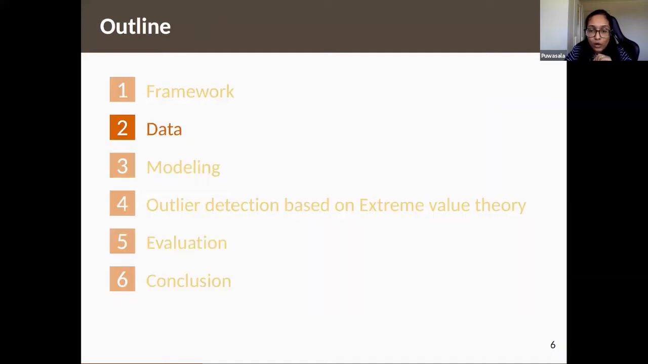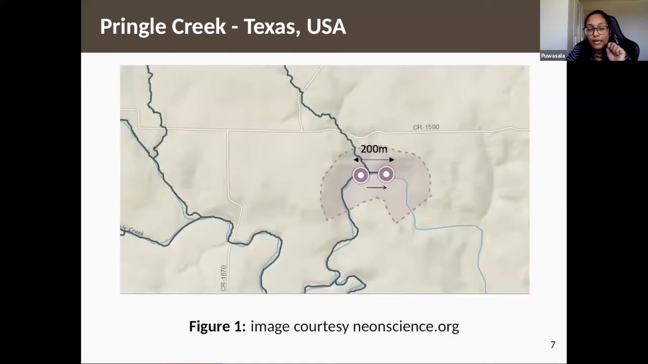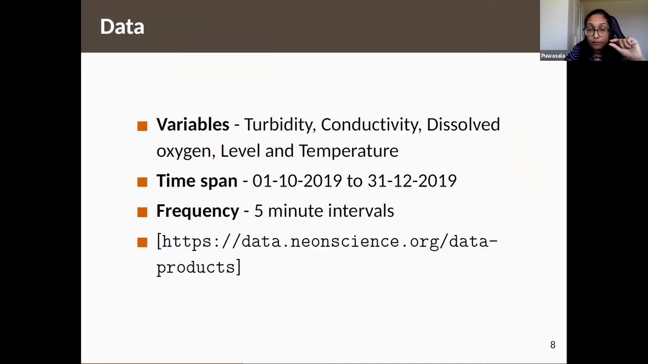So Dilini talked about the data here. Again, I'll briefly say we are using Pringle Creek data in Texas, USA, retrieved from the NEON database, where they placed two sensors about 200 meters apart. Both of these sites measure different water quality variables, but in this study, I'm only looking at turbidity, conductivity, dissolved oxygen level, and temperature. The time period I'm considering is October 2019 to December 2019, at 5-minute intervals.